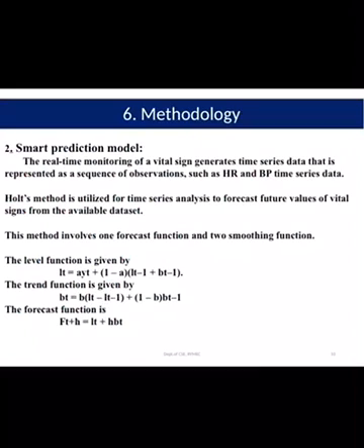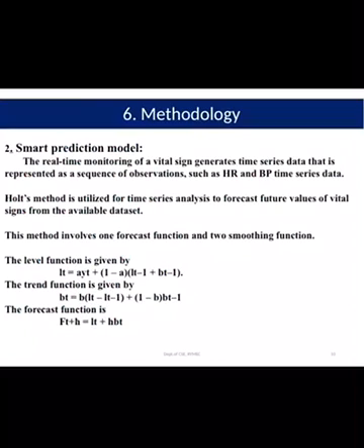Here, L_t denotes an estimate of the series level at time t, and B_t denotes an estimate of the trend or slope of the series at time t. Alpha is the smoothing parameter for the level, and beta is the smoothing parameter for the trend. They range between 0 and 1.